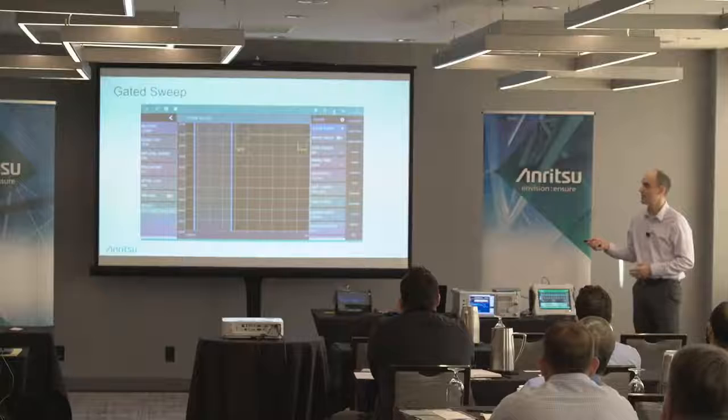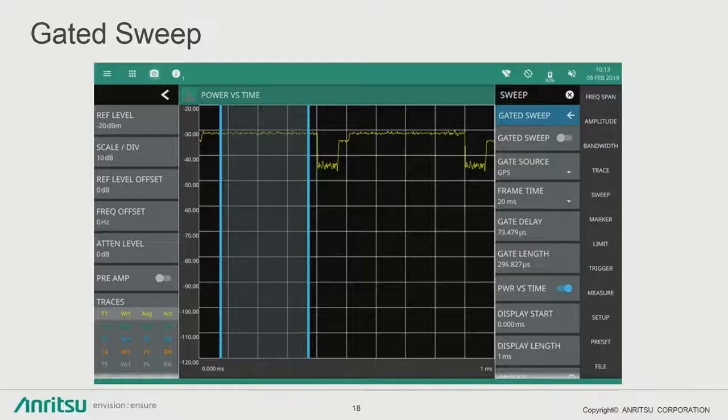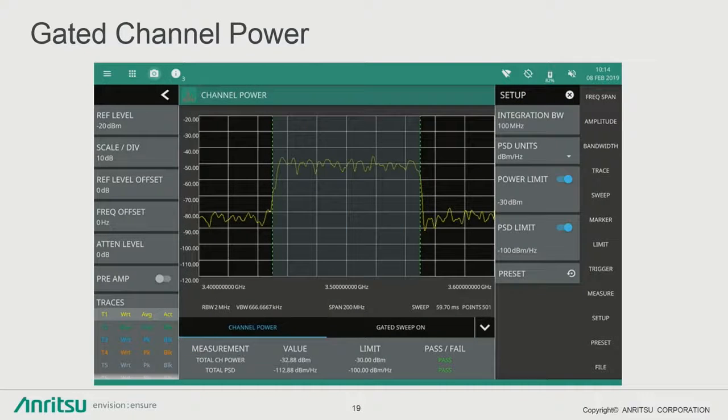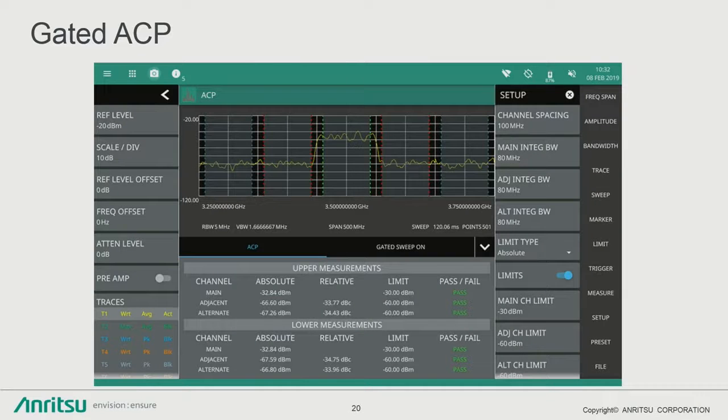What if I were to sample it right there? If I sampled it right here, then it's off. This would be off, and this would be off. But if I had something that was protruding over here or something over here, I would know that if the transmitter was off and I still saw that, it's not my transmitter. Okay? Another way to use a gated sweep.